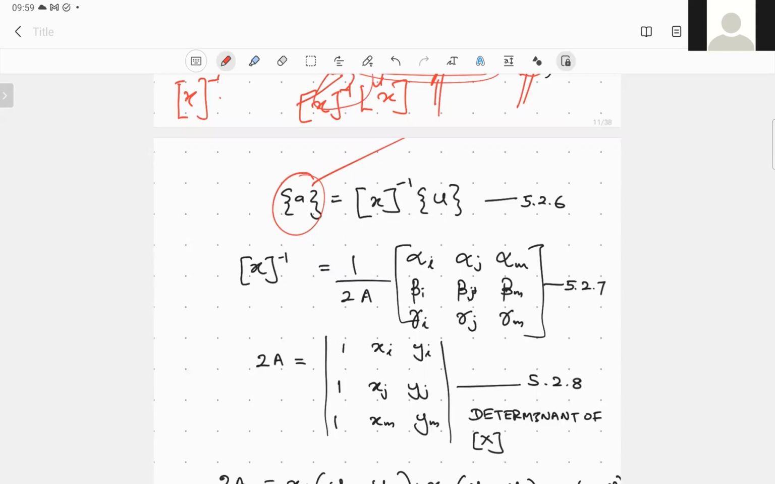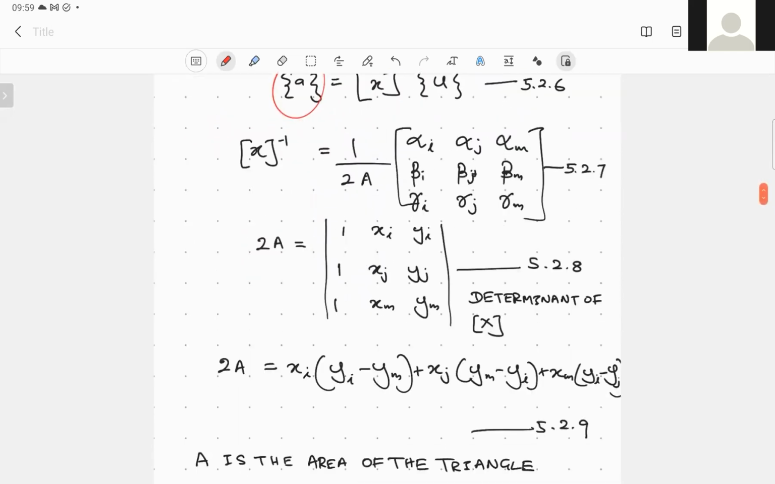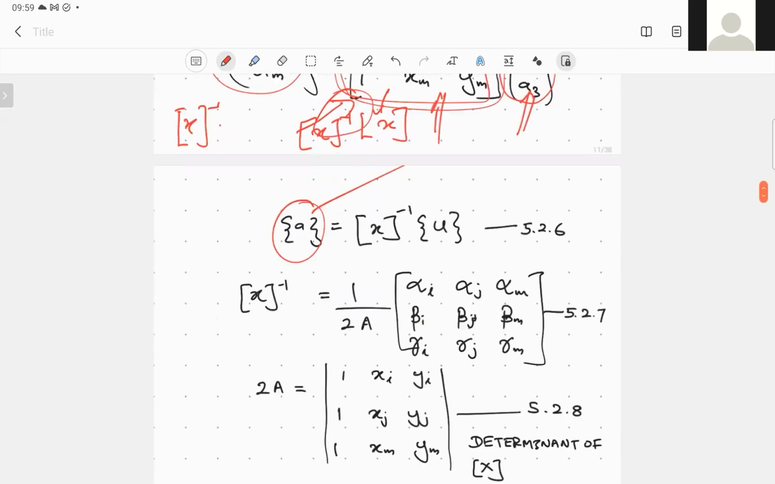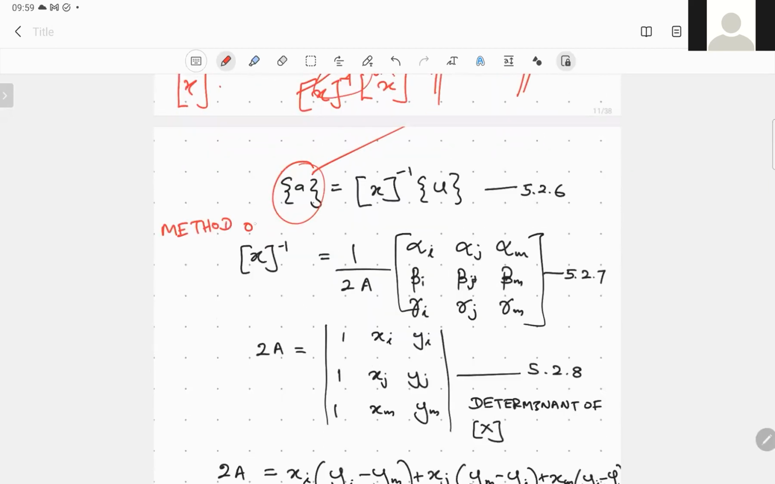So you can use the method of cofactors to find the inverse of X. You can see it is defined using 1 over 2A, and another set of terms given by alpha, beta, and gamma has been included in this equation 5.2.7. We will look at what they mean really.